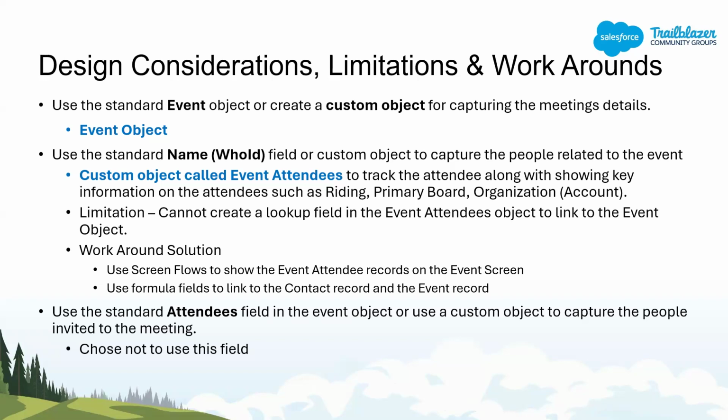the event? In this particular case I chose to go with a custom object, which I created called event attendees, which basically tracks who attended the meeting, plus some other information that the members of the government relationship team wanted to see on the screen, such as the member's riding, their primary board if it was a real estate agent, the organization account information, and a number of other fields they wanted to see.